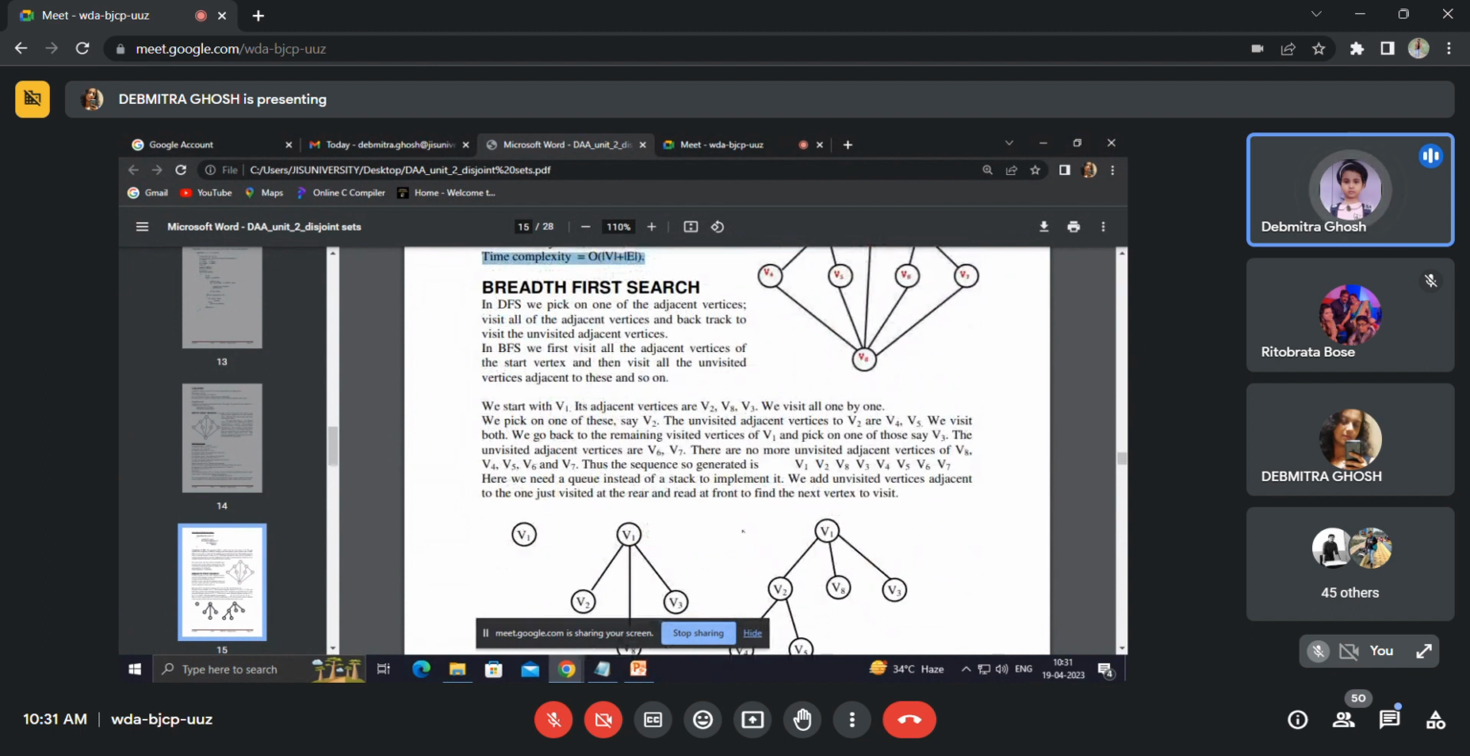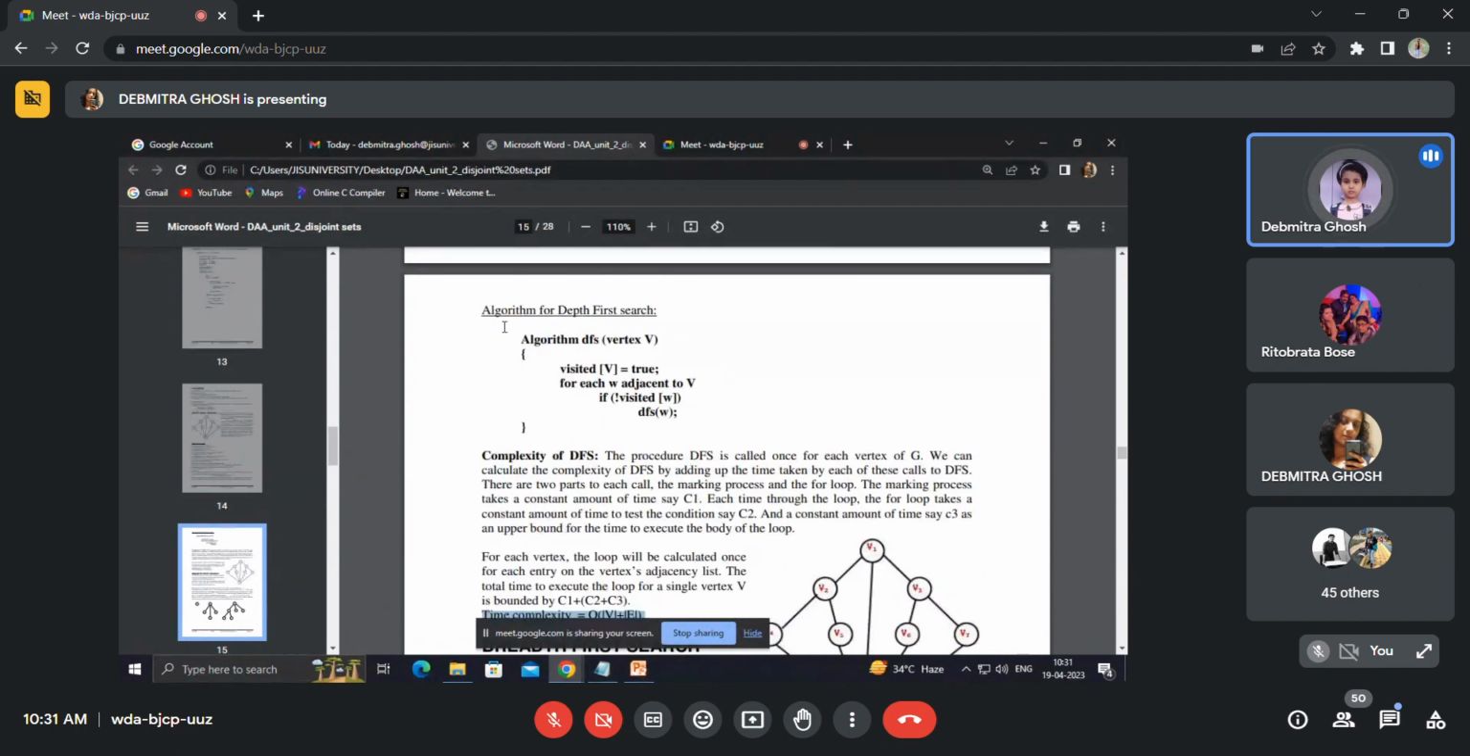Now next comes depth first and breadth first search. We have completed depth first search.